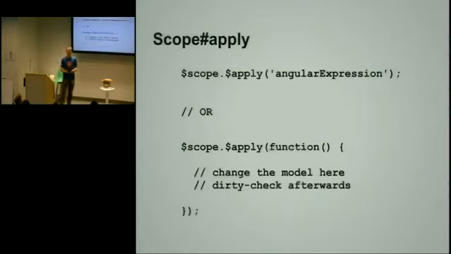What we have instead is something we call a $apply function. So the apply function is something that tells Angular that you're about to change the model. And you can do it in two ways. You can either pass in an expression, which can mutate the model, or you can pass in a function, which will do something with the model and change it. The point is that at the end of executing this callback you pass into the apply, we do the dirty checking. All of the APIs in Angular use apply to trigger dirty checking at the right time.